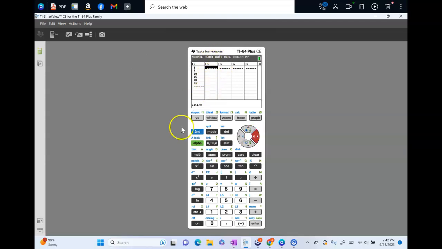So for example, my first ordered pair was 3, 17. So I'm going to type in the corresponding Y value, which is a 17. Okay, my next Y value is a 46, 83, 103, 117, and 201.